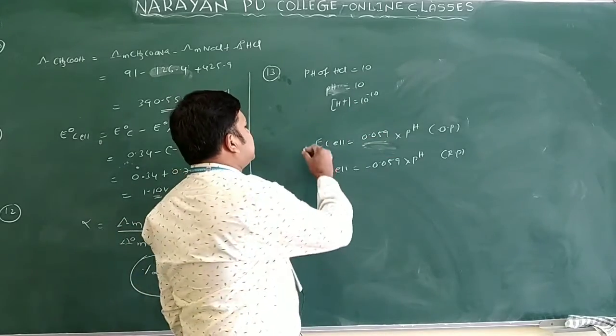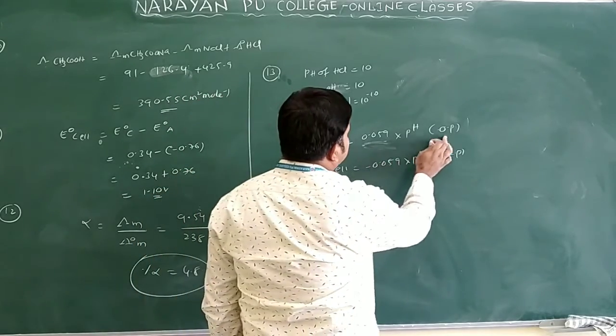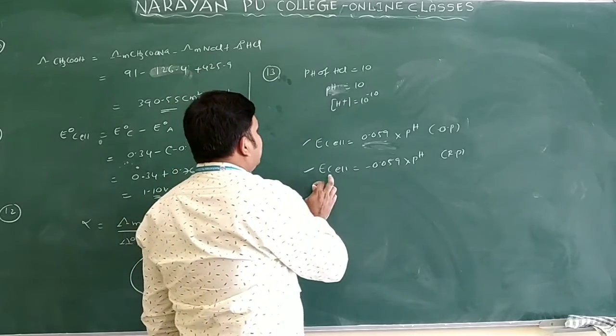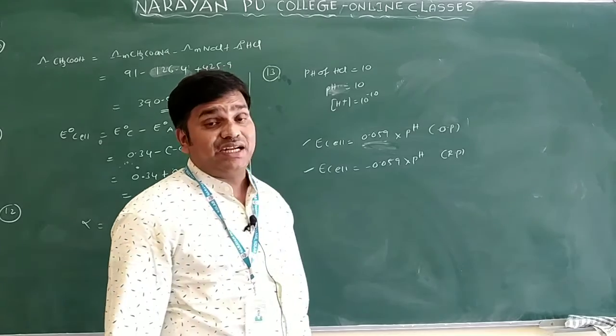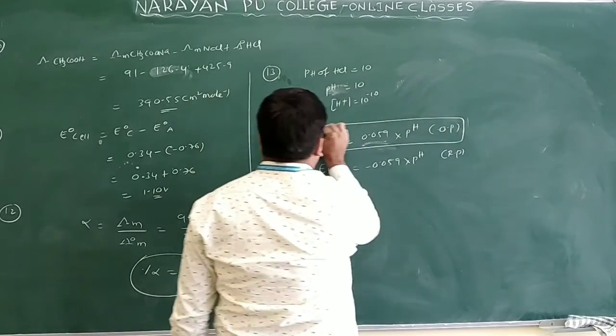We have direct formulas. E_cell is equal to 0.059 into pH, that is given if they ask the oxidation potential. One more formula we have, E_cell is equal to minus 0.059 into pH if they ask the reduction potential. In this question they are asking the oxidation potential, so you can use this formula.